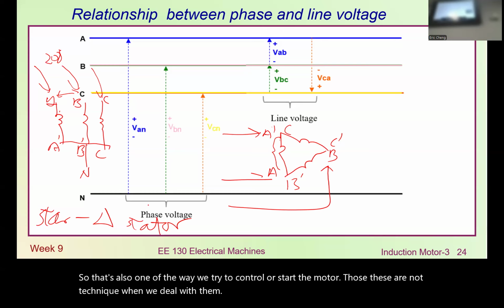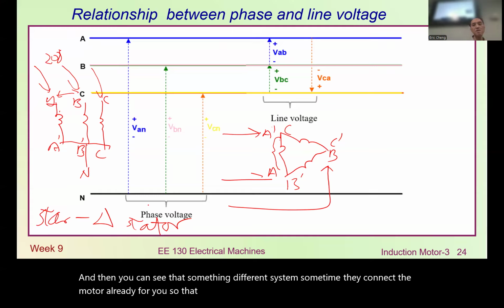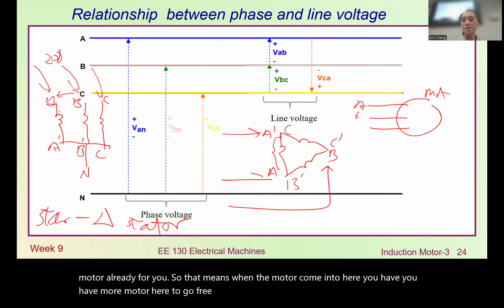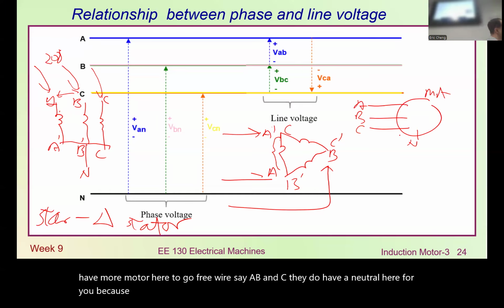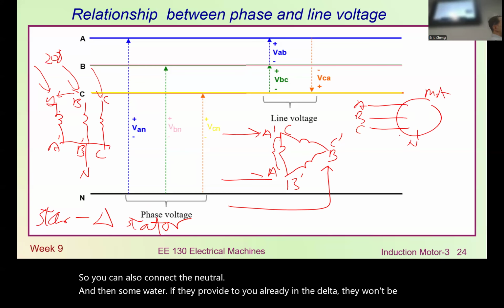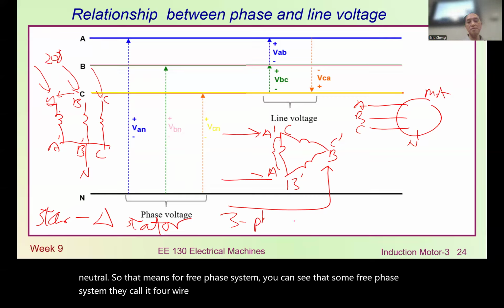And then you can see that in some three-phase systems, sometimes they connect the motor already for you. So when the motor comes in here, you have a motor with 3 wires, say A, B, and C. They do have a neutral for you if it is a star connection, so you can also connect the neutral. And if some motors are provided to you already in delta, there won't be any neutral. So for three-phase systems, some are called 4 wire. So 3 phase, but we call it 4 wire. That means they have the neutral.